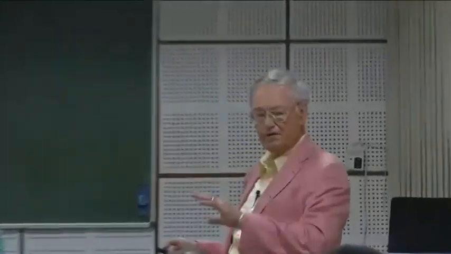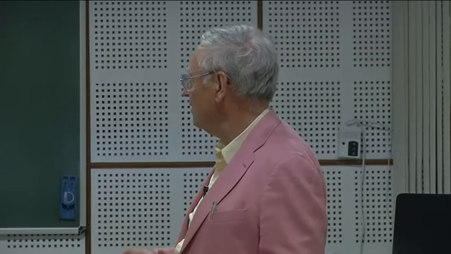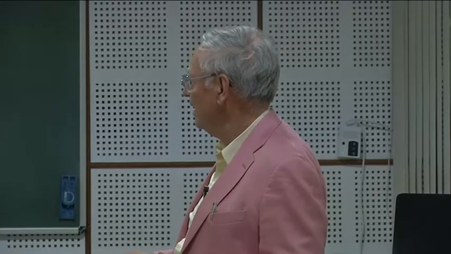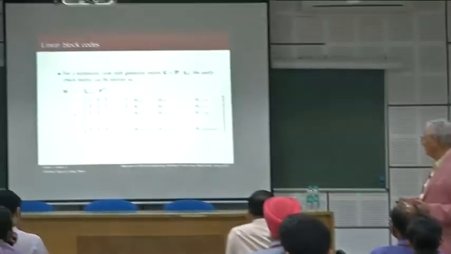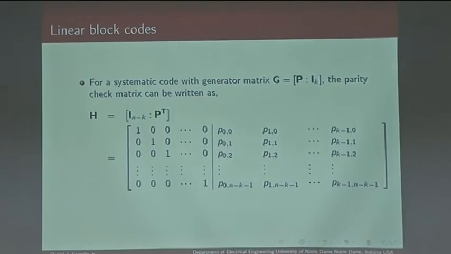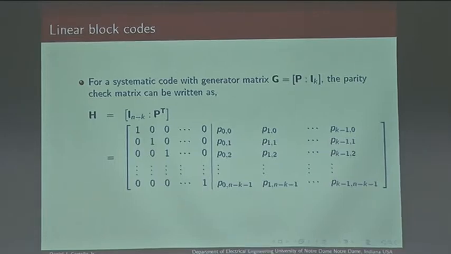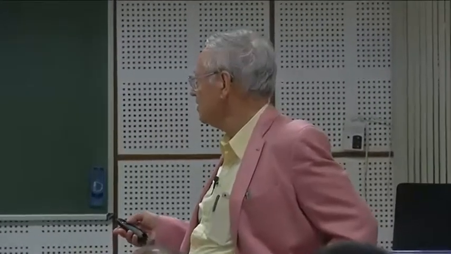In a generator matrix, you have a P parity matrix, k by n minus k on the left. And in a parity check matrix, you have an n minus k by k matrix on the right, P transpose, same matrix. So you can flip back and forth easily between the generator matrix and the parity check matrix if the code is in systematic form.